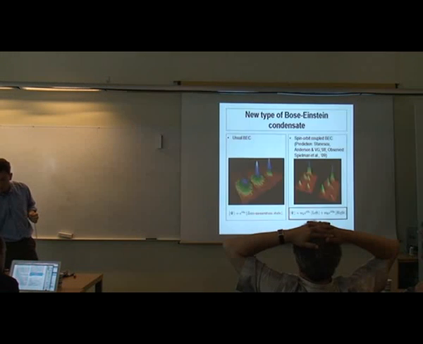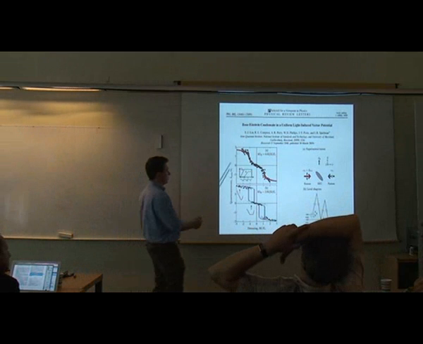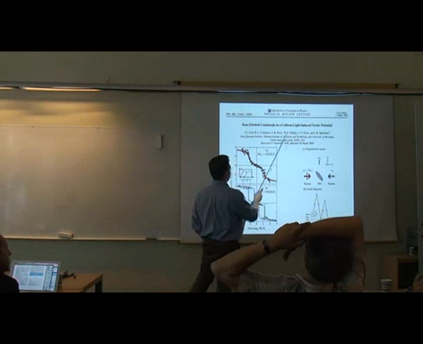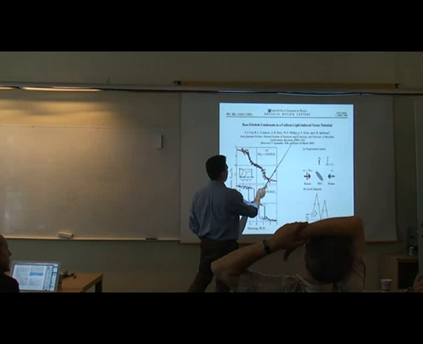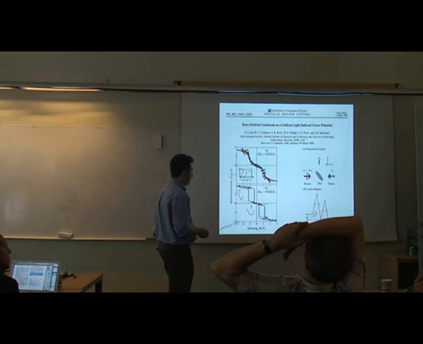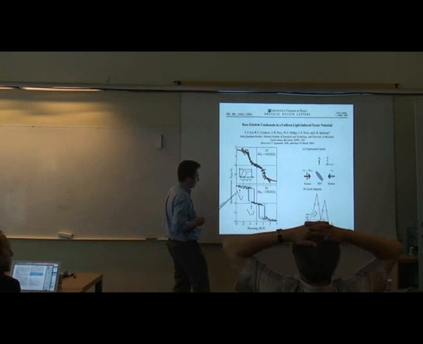Let me actually show you the experiment, because this is the experiment which observed it. This was an experiment done mostly by Lee Spielman, but also Bill Phillips and Trey Porto at NIST, the Joint Quantum Institute. They basically produced a structure which is very similar to this, which is basically a spin orbit coupled Bose-Einstein condensate. And this is a picture from their PRL.